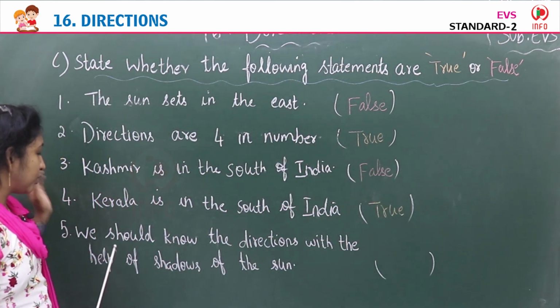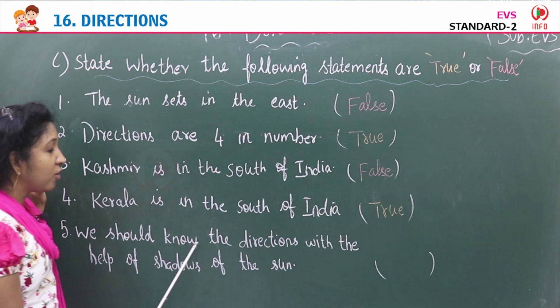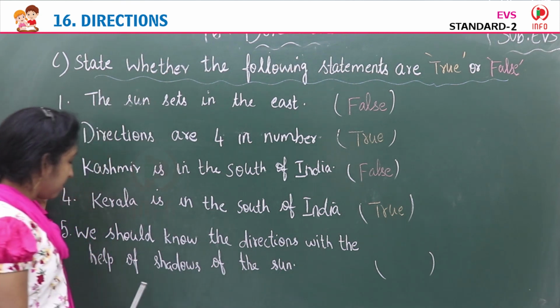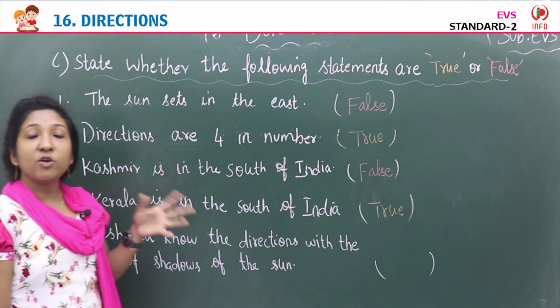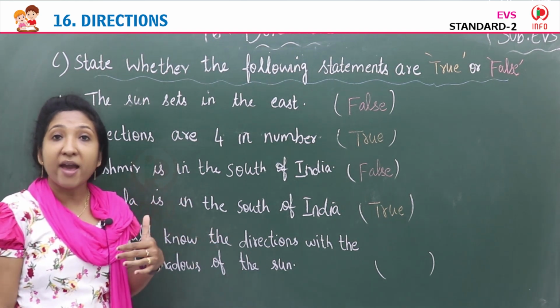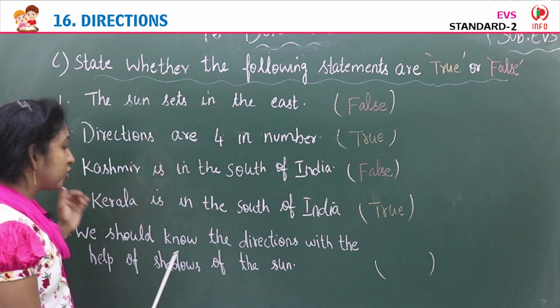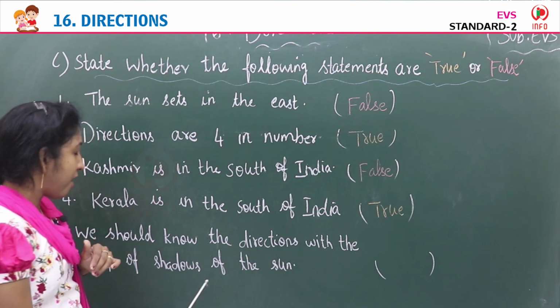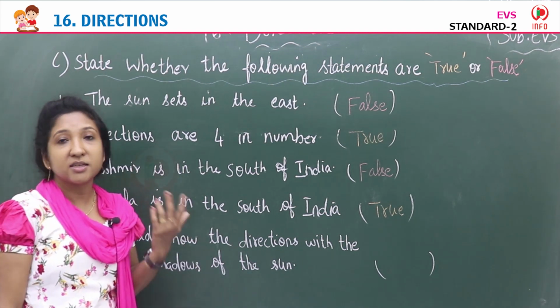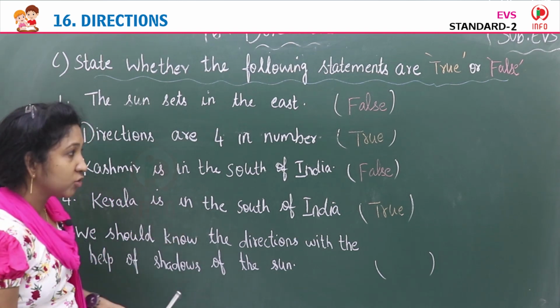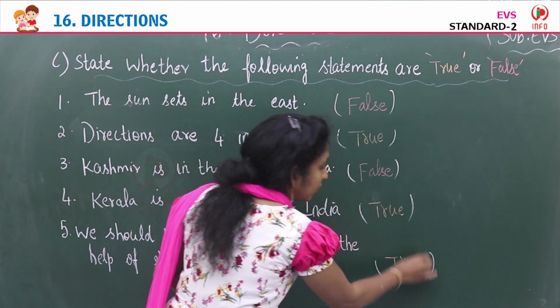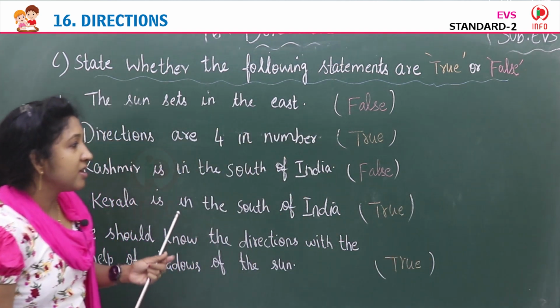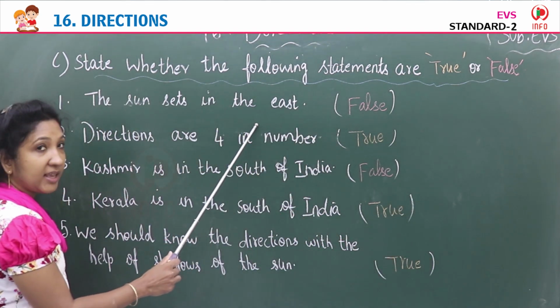Now the last statement. We should know the directions with the help of shadows of the sun. How can we know the directions? The sun helps us in finding the directions. So we should know the directions with the help of shadows of the sun. It is a correct statement. It is true. So here you can write true, T-R-U-E, true.